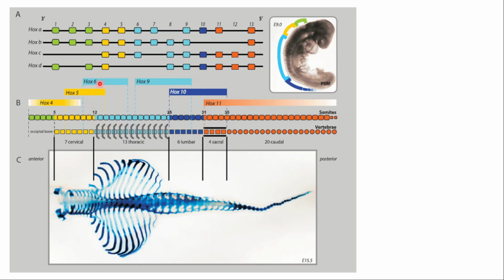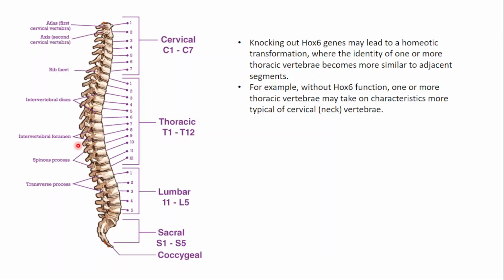Now what happens if we knock out all the alleles of HOX6? Then the vertebra specified by both expression of HOX5 and HOX6 now does not see any HOX6. So it will act as a HOX5 expressing vertebra, or the cervical vertebra. So T1 will be looking like a neck vertebra, or the cervical vertebra. Knocking out HOX6 genes may lead to homeotic transformation.